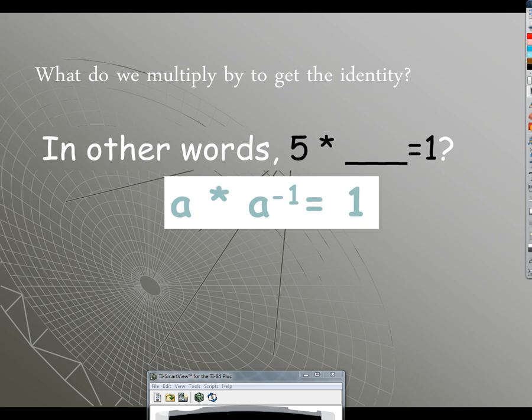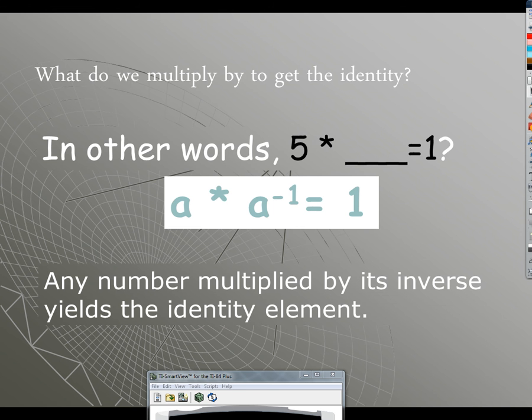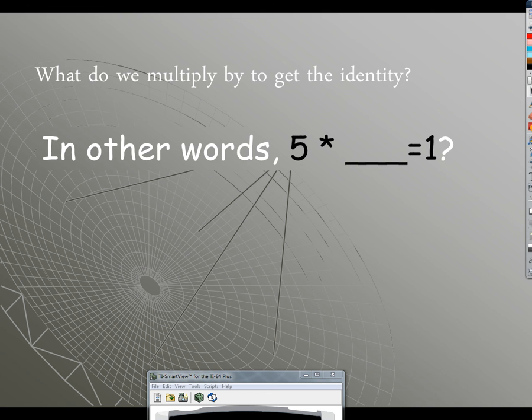Now, here's an interesting question. What do we multiply to get the identity? What I mean by that is, 5 times what is 1? No, 5 times -5 is -25. What is it? 1/5. Yeah, right. What's 2/3 times what is 1? 3/2. Yeah. Okay, so now in math, we say that we're talking about the properties of multiplication.